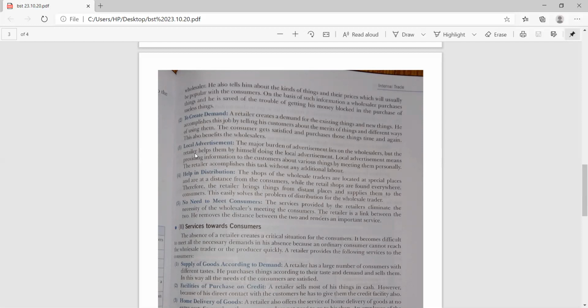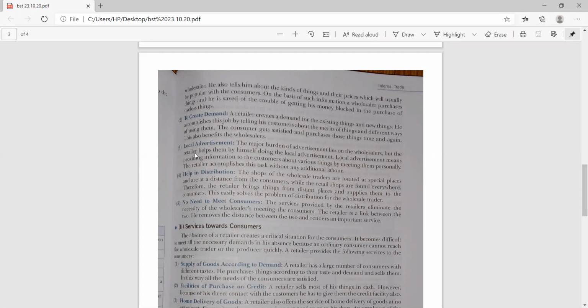Local advertisement. Yes, the major burden of advertisement lies on the wholesaler, no doubt. Wholesalers do the advertisement that you find online. You find the advertisements that are put on your TV in the form of ads, in between the serials, movies and news channels also. So the main burden is taken by the wholesaler only.